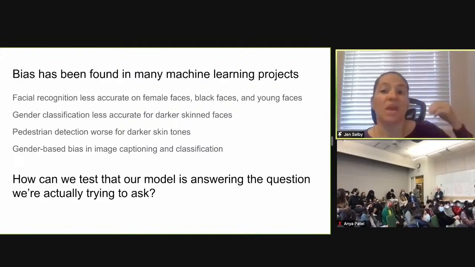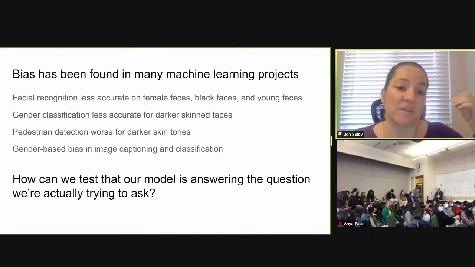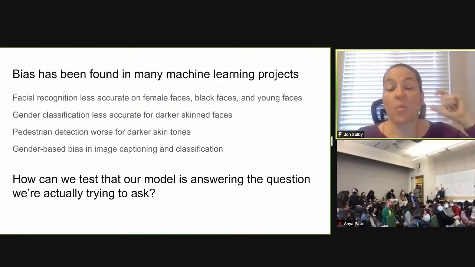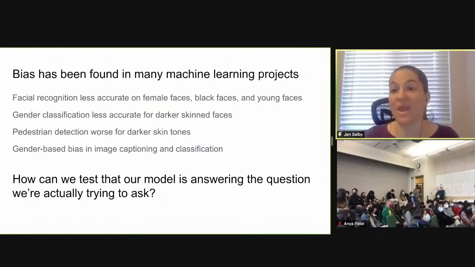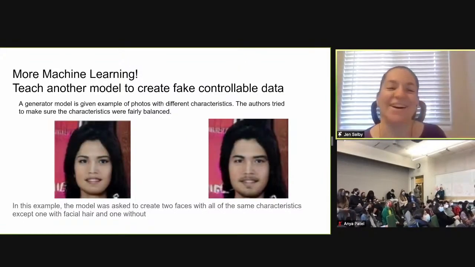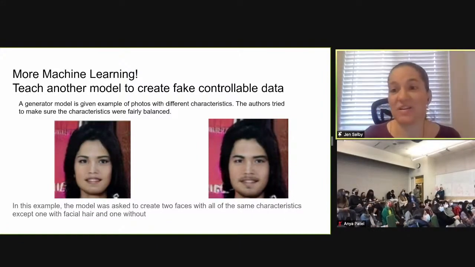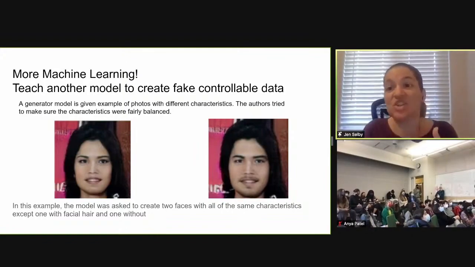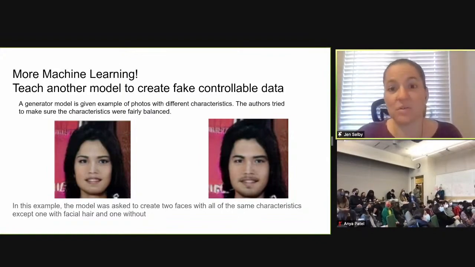So the point of this paper is to figure out what's one tool at least that we could use to try to test if our model is answering the question that we actually wanted it to ask. So their particular solution involves more machine learning. So what they wanted to do is be able to have a data set that they could control easily so that they would be able to test out a classifier and see, if as I adjust certain things, does it react in the way I would expect it to?